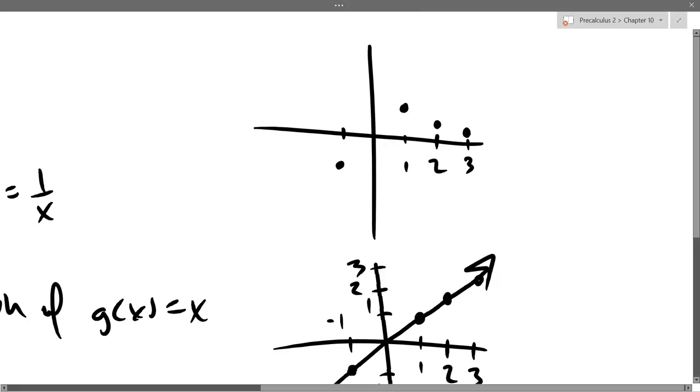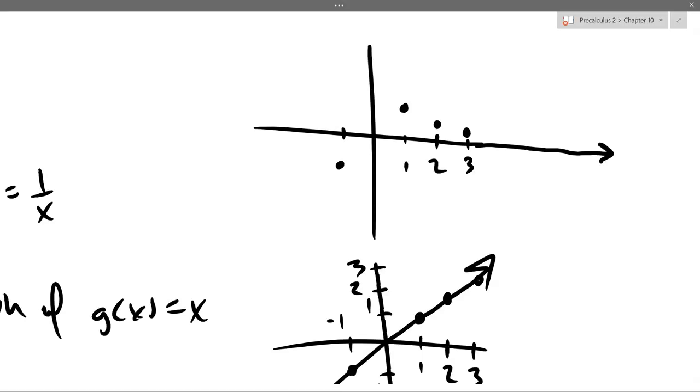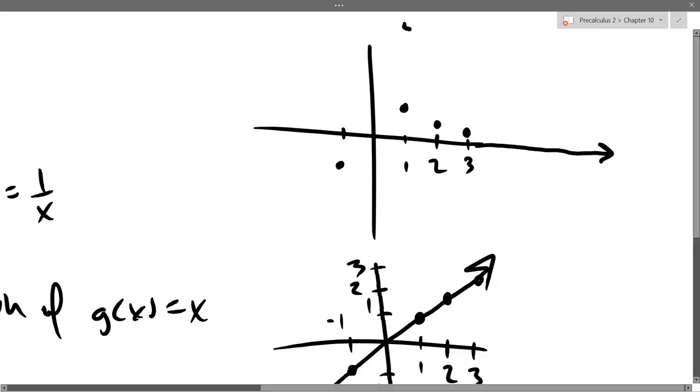What would happen if I kept going, though? I'm going to get closer and closer to the x-axis. So if I did 100, I would get 1 over 100, which with this pen would look like it was right on the x-axis. So what we're going to do is connect these three points with a nice curve.